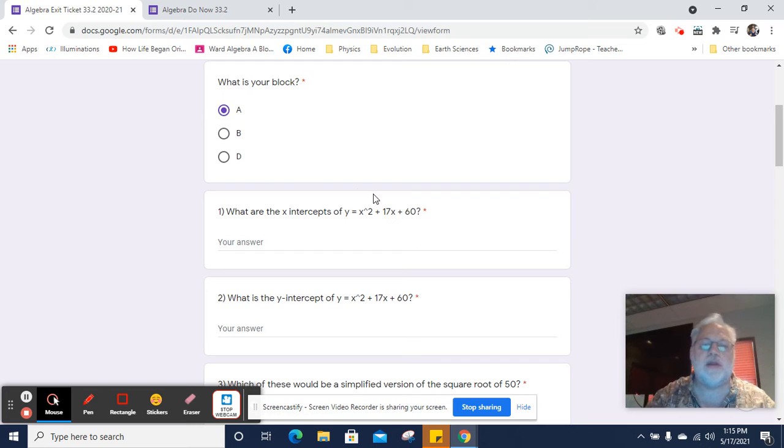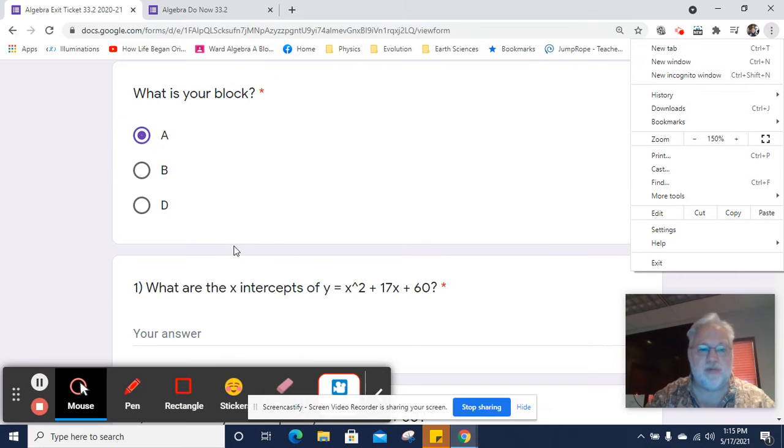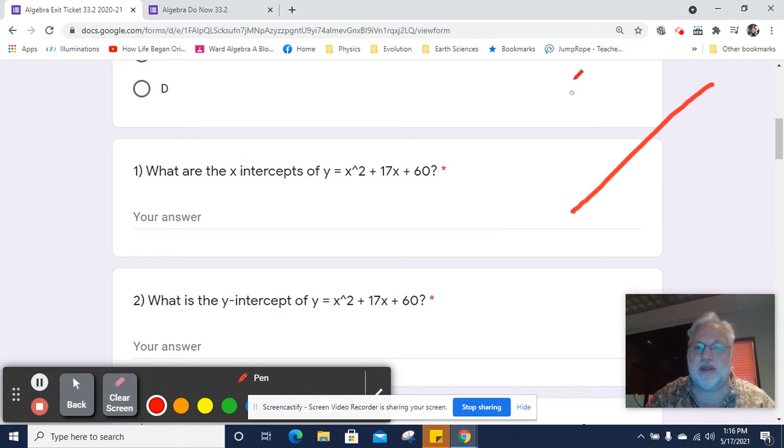So what are the x-intercepts of x squared plus 17x plus 60? To figure that out, we first need to factor that. And then we need to replace y with 0, because when y is 0, you're on the x-axis. So I'm going to take my little x thingy.